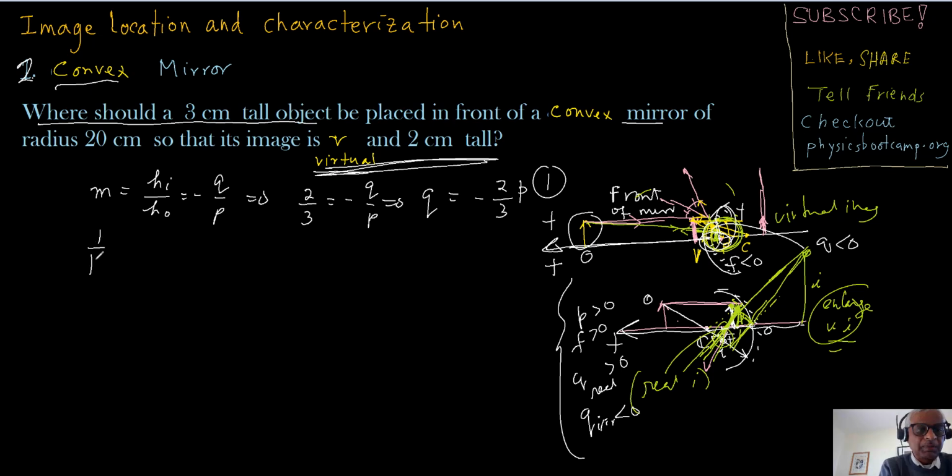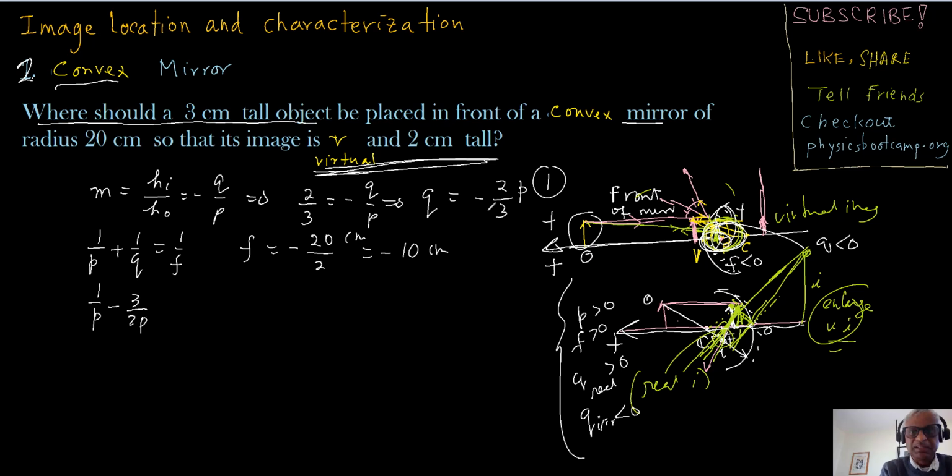And the other one will be 1 over p plus 1 over q equals 1 over f. So f here is going to be negative, right? Because this is going on the other side. So f is equal to minus 20 centimeter over 2 equals minus 10 centimeter. So now put in here. I want to find p. So 1 over p, and q is minus 3 over 2p. So 1 over q will be minus 3 over 2p, equals minus 1 over 10.